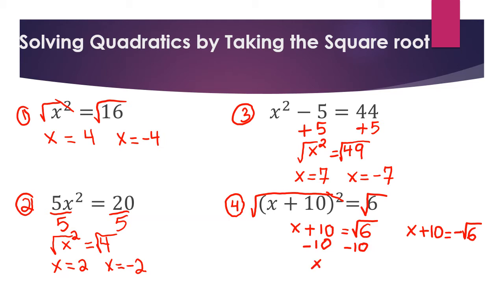So now all I need to do is to take away 10 from both sides of the equation. I'm going to end up with x equals negative 10 plus radical 6. Same thing for the other equation. Take away 10 from both sides, and I'm going to end up with x equals negative 10 minus radical 6.